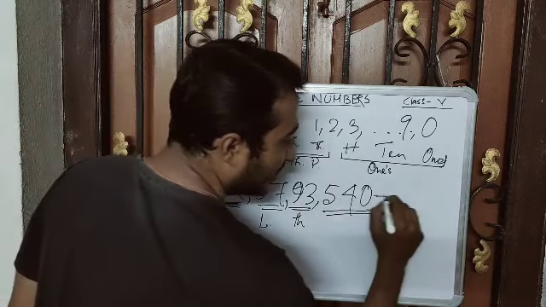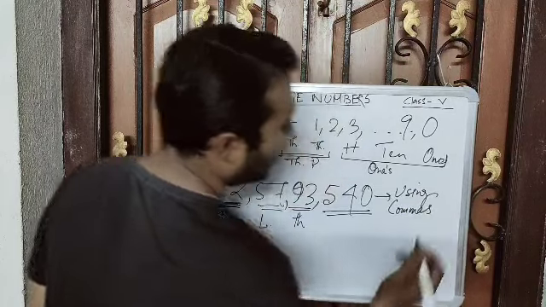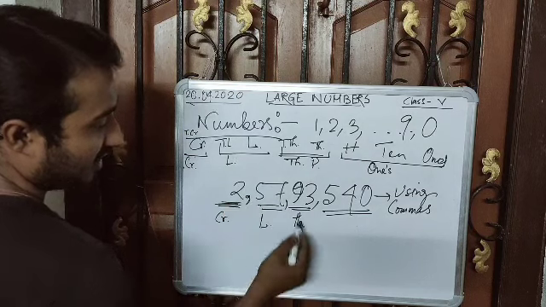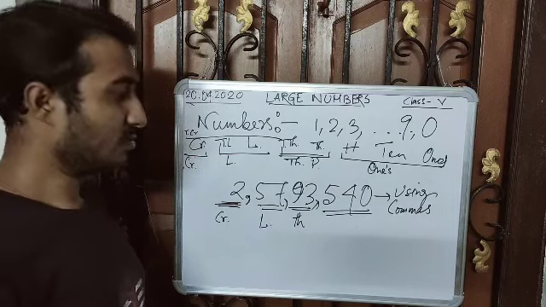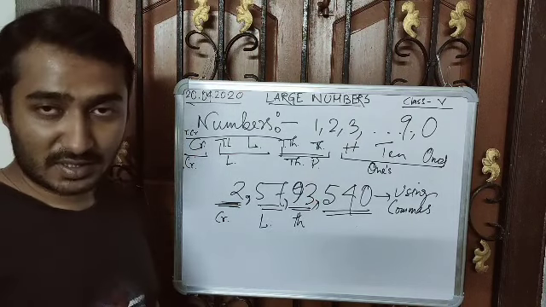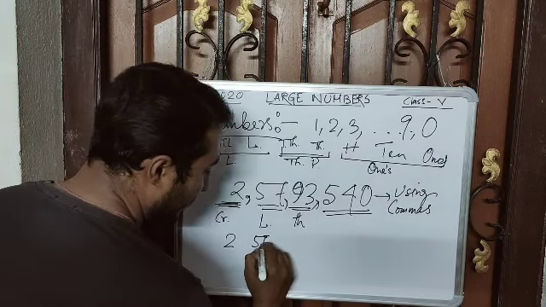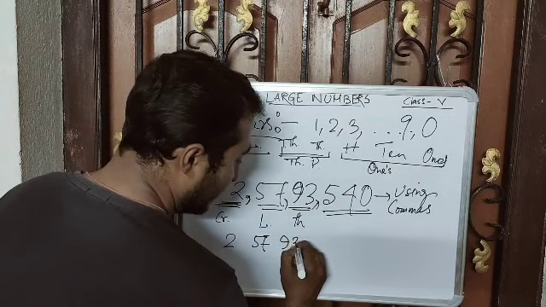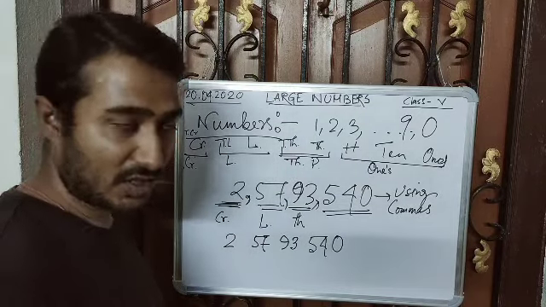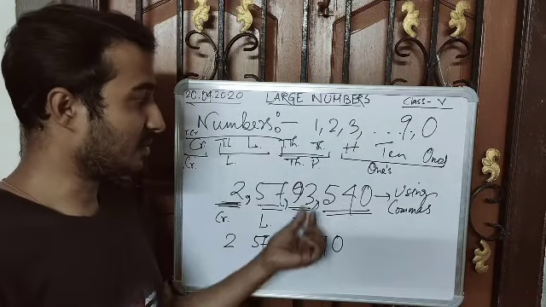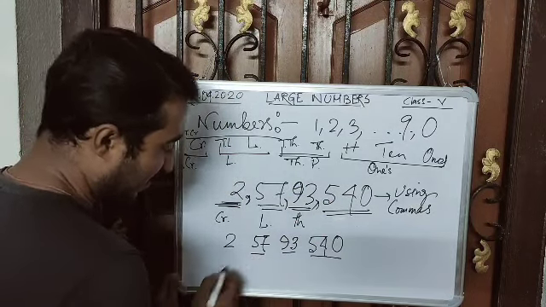The numbers can be written in two ways. Firstly, this one I am writing using commas. You can see I have written the number using the comma here, here and here. If more digits are there, there is another way of writing. We will discuss about it later. The numbers can be written using spaces also. So like 2, then a space, then 57, another space, 93, another space, 540. These spaces are for the periods. So this is the ones period, this is the thousands period, lakhs period and the crores period.